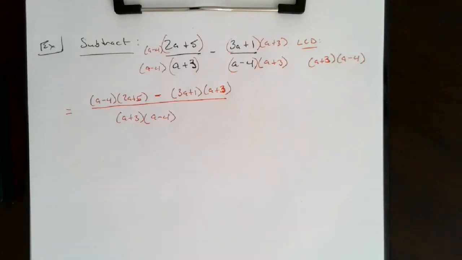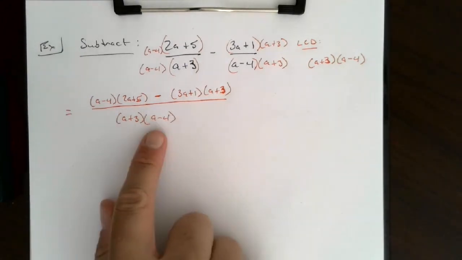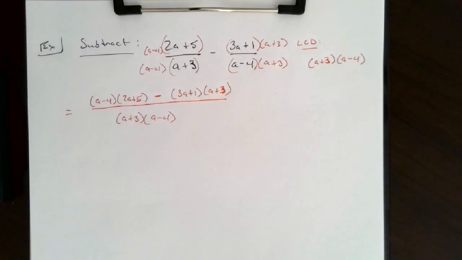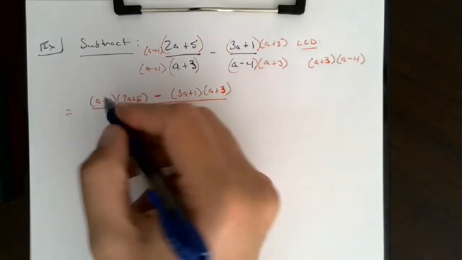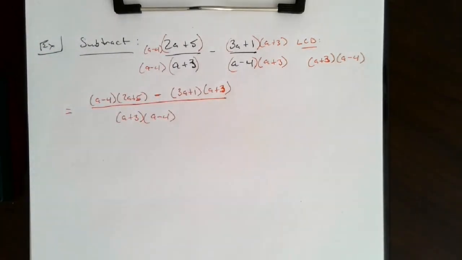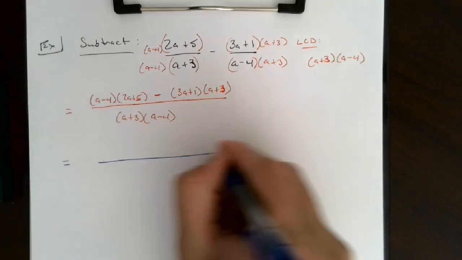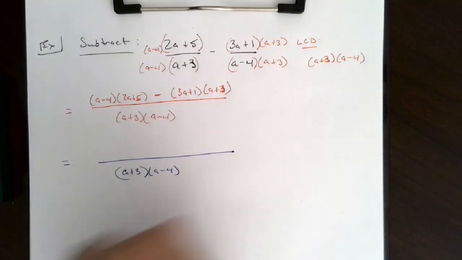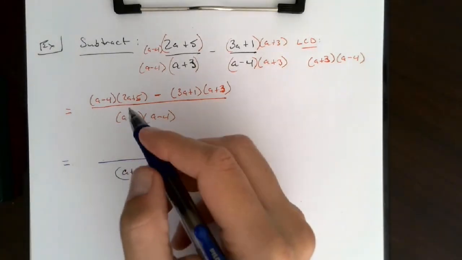So the common mistake people make here sometimes, they try to cancel along this, and you can't cancel these. Otherwise, you'd be working backwards. So we want to distribute through the numerator, leave the denominator the same. So the denominator still will be a plus 3 times a minus 4. Distributing through here, we're going to FOIL.